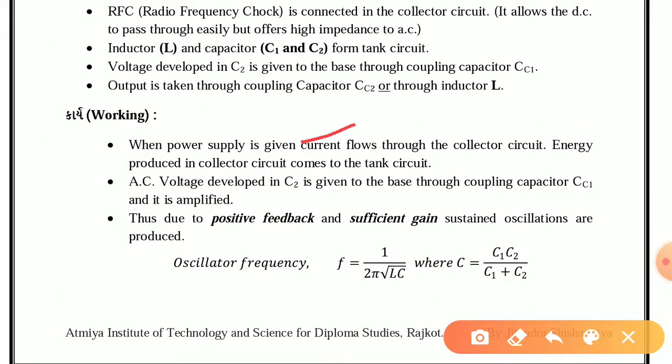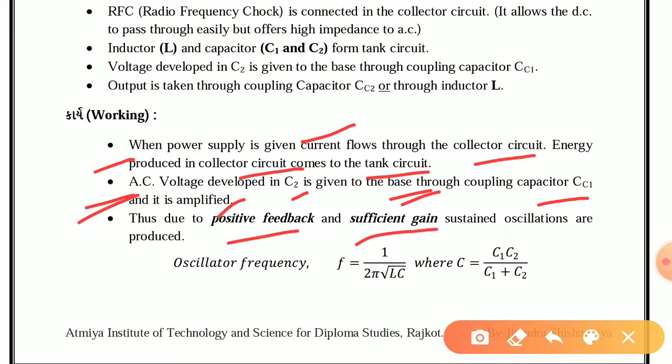When the power supply is on, current flows through the collector, energy is produced in the collector circuit and comes to the tank circuit. The AC voltage developed across C2 is given back through the coupling capacitor CC1 to the base, and this voltage is always amplified due to positive feedback and sufficient gain. Sustained oscillations are produced. The frequency of the oscillator is f equal to 1 upon 2 pi root LC.